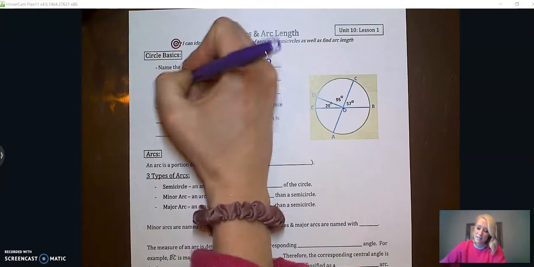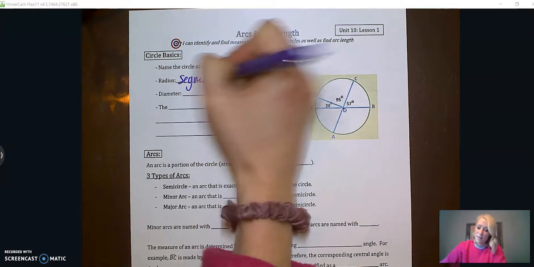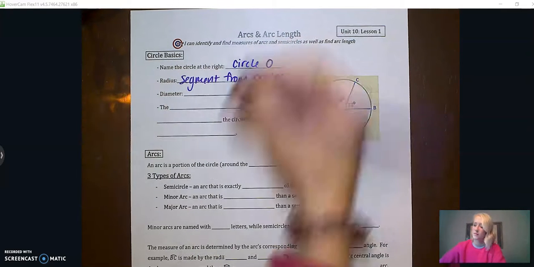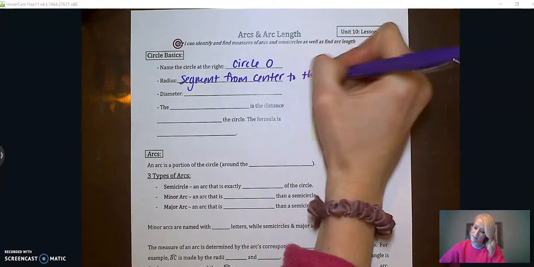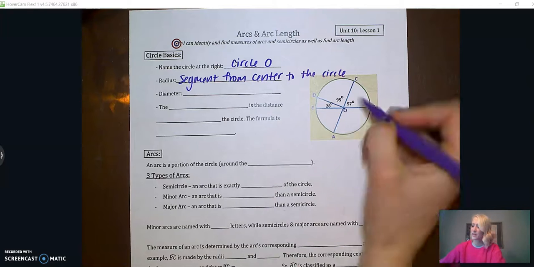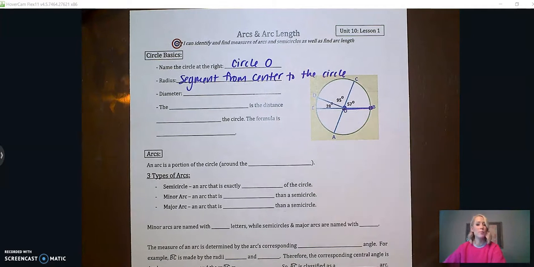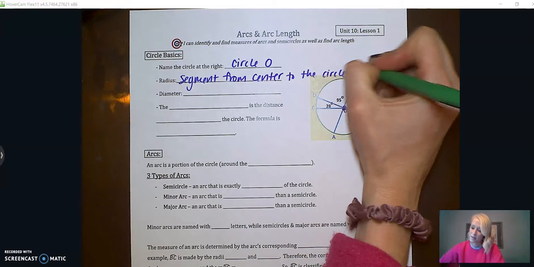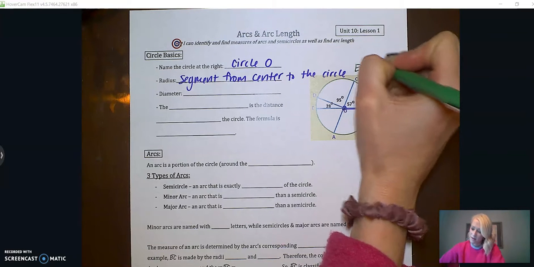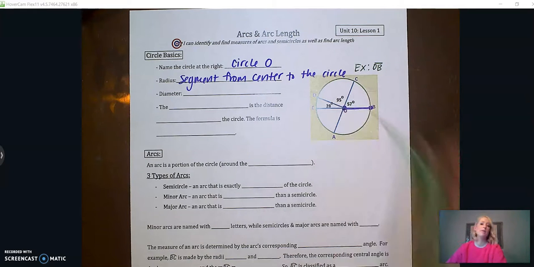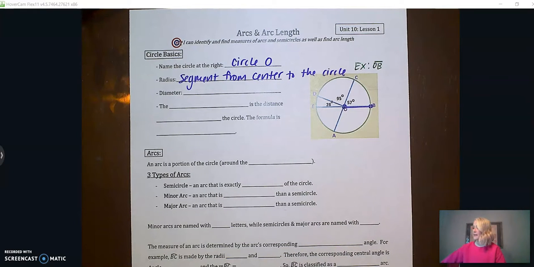A radius is a segment from the center of the circle to the circle, which kind of sounds strange, but it just goes from the center to the circle. So like OB, that would be an example of a radius on this top picture here. I feel like we know that. OC, OD, OE, all of those are radii.